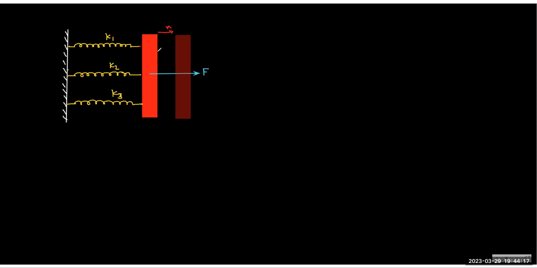To do this job, to pull the block by X at equilibrium, each spring is pulling back by what value? K1X. This will pull by K2X, and this will pull by K3X. Do you realize that all are kind of opposing you whenever you are elongating? Okay. So at equilibrium, and see, now we have a different way of approaching the problem. So this is called the parallel combination.